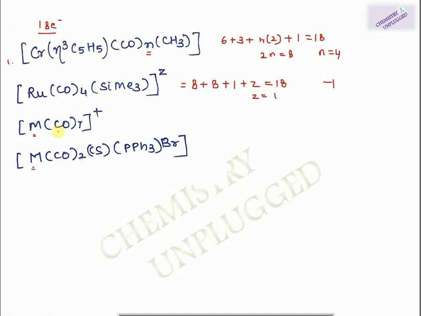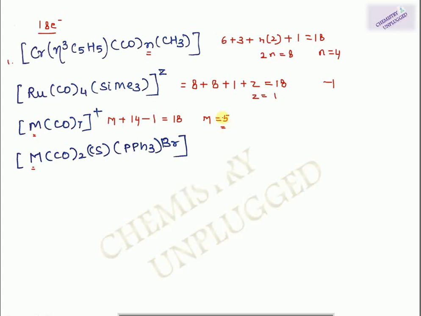Then we have the third example in which you have to find out M. What is M? So first we will write M as it is. Then CO will provide 2 electrons. So we have 14 electrons plus 1, which means we have to minus 1 electron, and it is equal to 18. It is given. So M will become 5, meaning M should have 5 electrons in its outer shell.